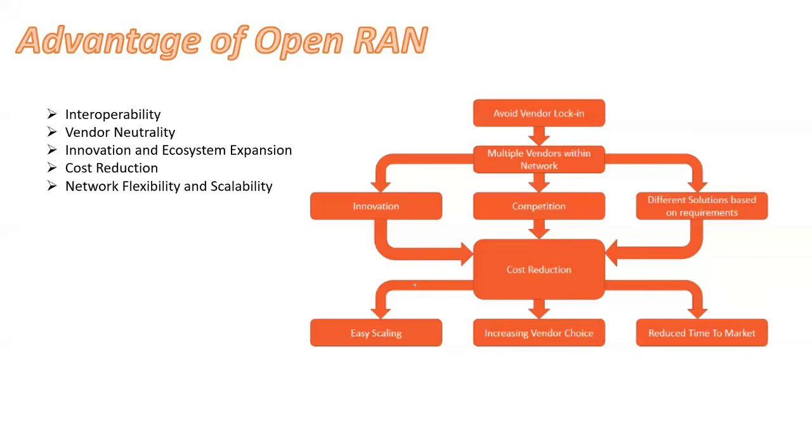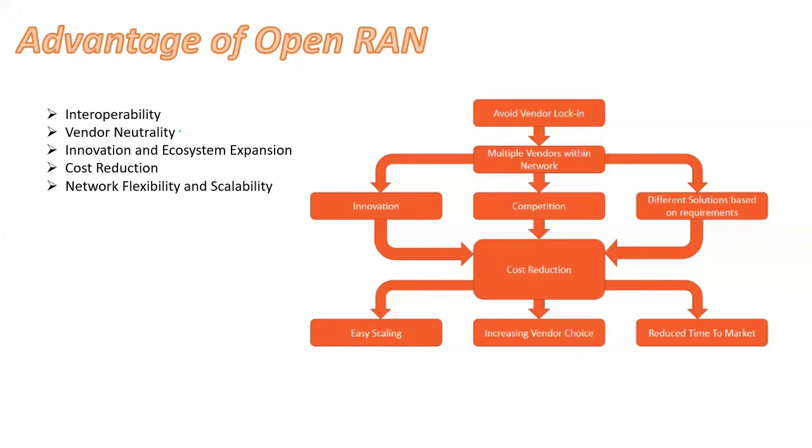The first one is interoperability, right? So ORAN defines common interfaces and protocols. It allows for the integration of hardware and software components from multiple vendors. It will foster interoperability. It will avoid vendor lock-in, right? So this promotes healthy competition, innovation, and cost efficiency in the RAN network.